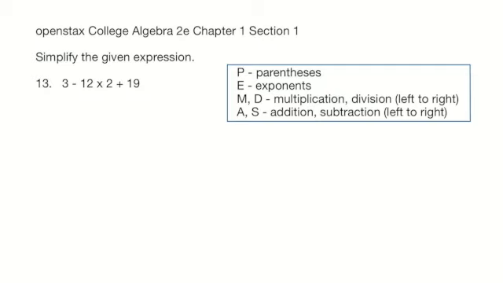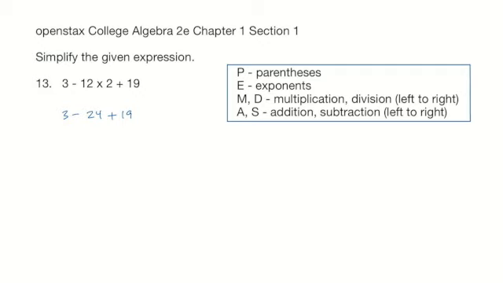In this problem, we need to simplify the given expression, and so we will need to use order of operations. Okay, so we have a subtraction, a multiplication, and an addition. Multiplication has the higher priority, and so we need to do that operation first. And so we have 3 minus, 12 times 2 is 24. Then we have plus 19.